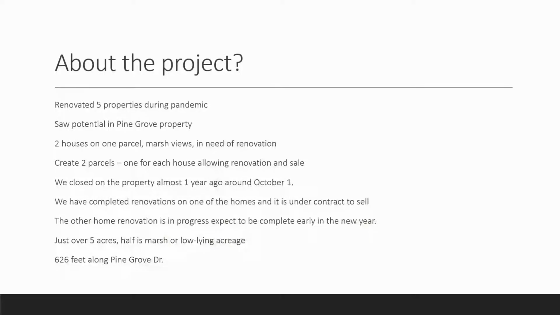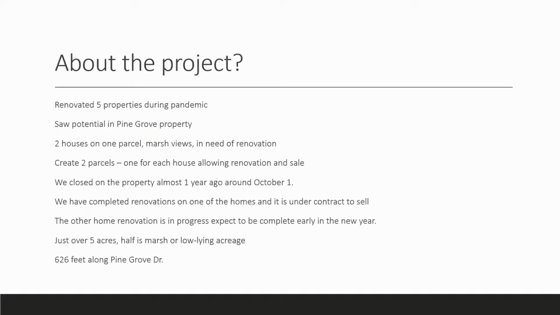We closed on the property about a year ago, so around October 1 last year. We've completed renovations on one of the homes, and it's just gone under contract to sell. The other home is under renovation, and we expect to finish that, the completion of that renovation, just after the new year. As Pat showed you, there's over 5 acres. About half of it is low-lying land and marshland, and as we measured it, it's about 626 feet along Pine Grove.